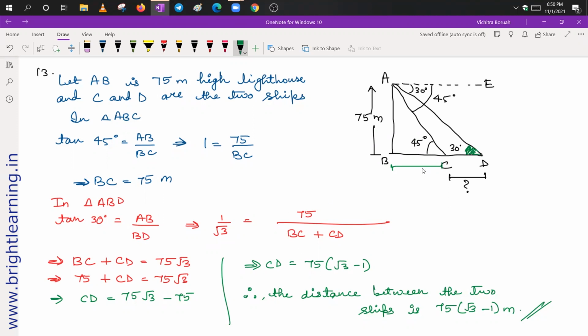And BD I can write as BC plus CD. The value of BC we know is 75, so just substitute the value of BC here and then simplify it. After simplifying, you get CD is equal to 75 into root 3 minus 1. So this is the distance between the two ships. Understood? Any doubts here?